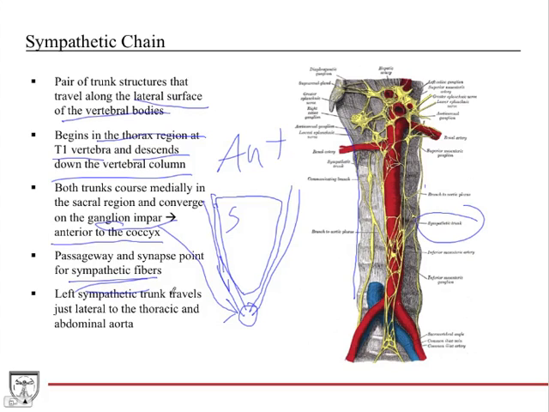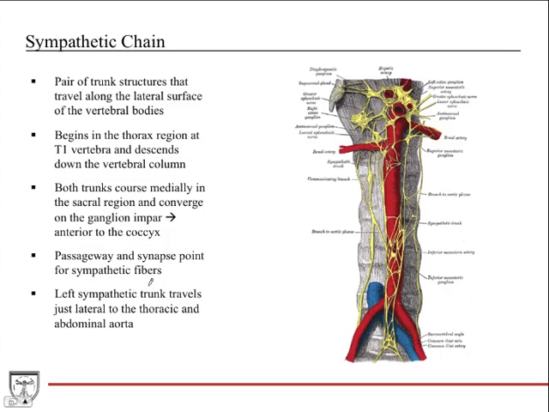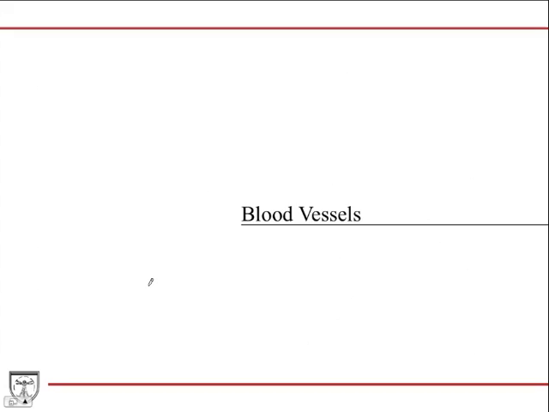The left sympathetic trunk, which is important to know, is just lateral to the thoracic and abdominal aorta, and you can see that here. So here's the aorta traveling here on the front of the vertebral column. In this case, the aorta is just medial to the sympathetic trunk. All right, and so that wraps up our discussion of the neural structures relevant to the spine. So now we'll talk about the blood vessels relevant to the spine.